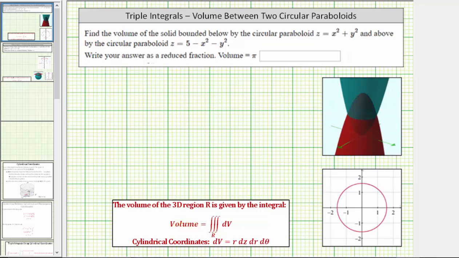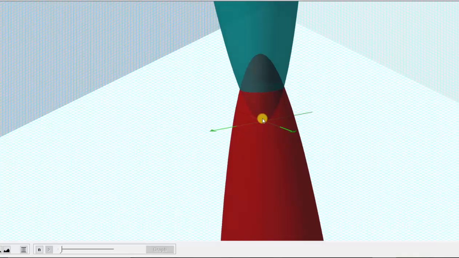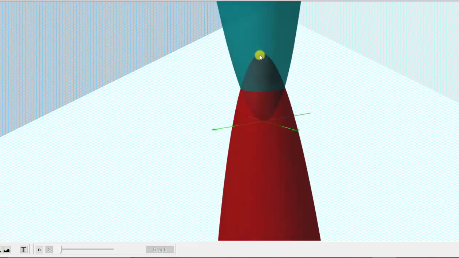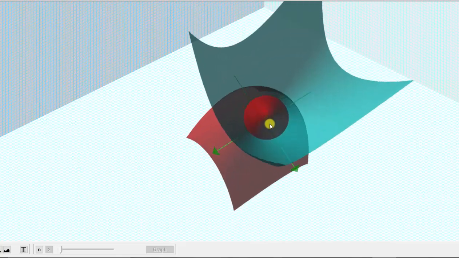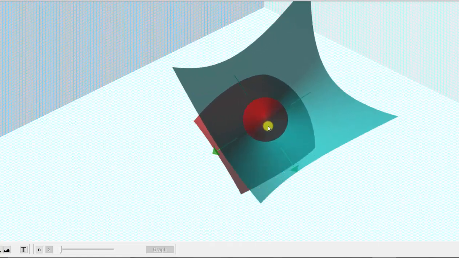Before we set up this triple integral, let's look at this in 3 dimensions. Notice one paraboloid opens up, the other opens down. Our goal is to find the volume bounded by these two paraboloids, which would be the volume of this solid here. If we look down on the xy plane, we can see the intersection of these two paraboloids is a circle, and because of this, we will set up the triple integral using cylindrical coordinates, not rectangular coordinates. It'll also be helpful to graph the circle in the xy plane to help determine the limits of integration.